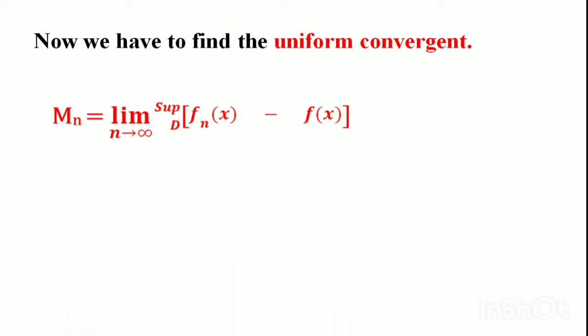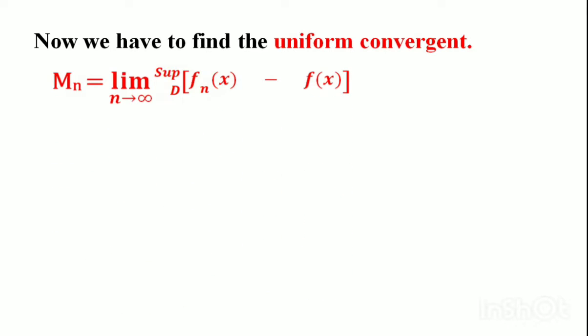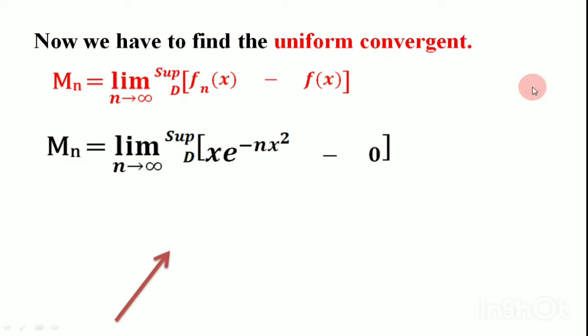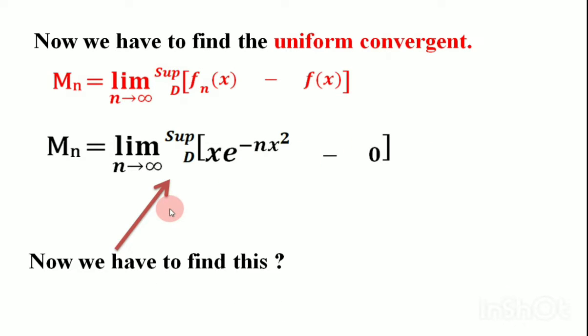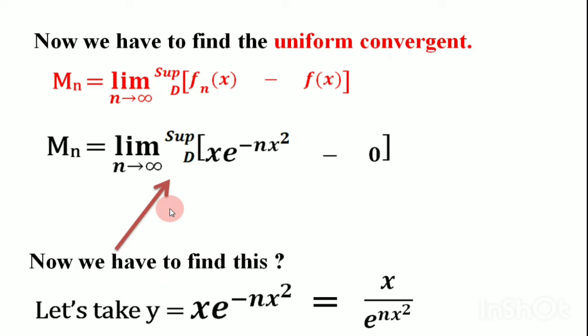Now we have to find uniform convergence. For uniform convergence, there is a principle which is called the Mn test. The Mn test is the limit as n tends to infinity of the supremum of |f_n(x) - f(x)|. Here f(x) means the limit function, which we have already found in pointwise convergence. So now we have to find the supremum. Now let's apply our given function. For this question, what is the supremum value? That's what we have to find.